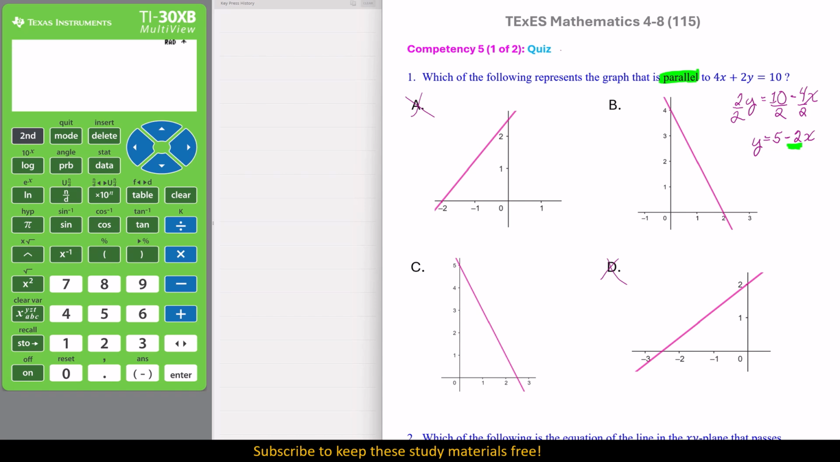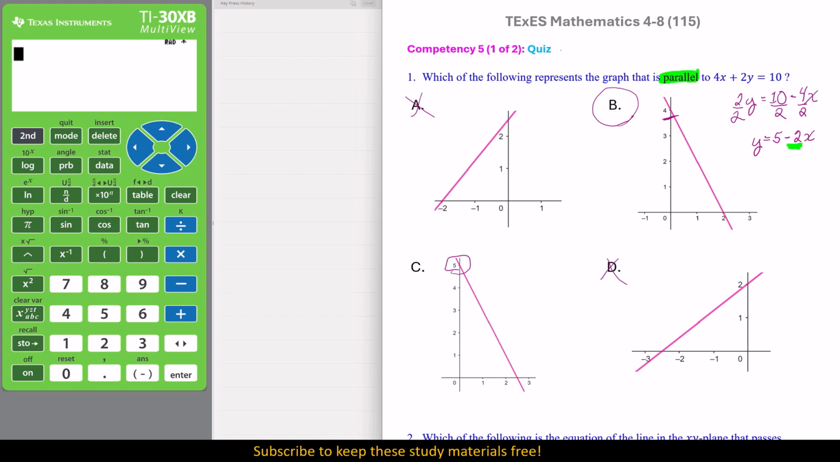Now, we did say, let's look at our b values. That's our y-intercept. We do not want 5. We want a different intercept. Well, C has suspiciously the same intercept, where B has a different one. So I'm going to say B is okay.